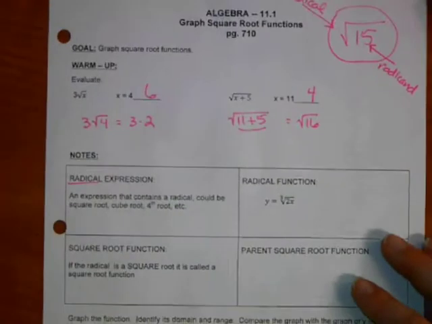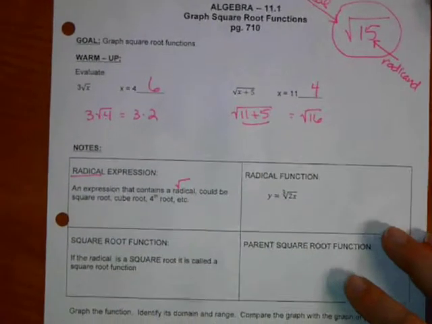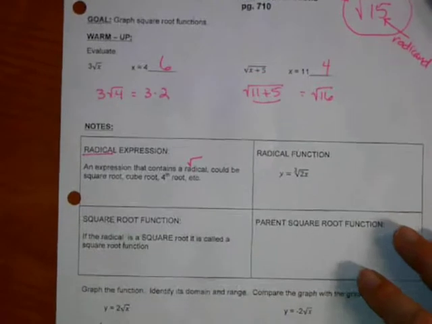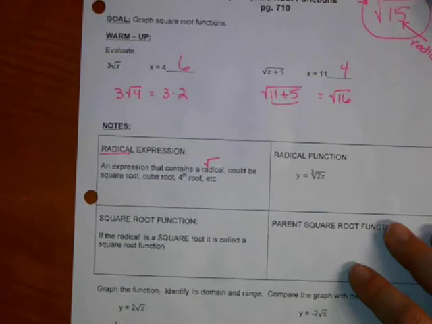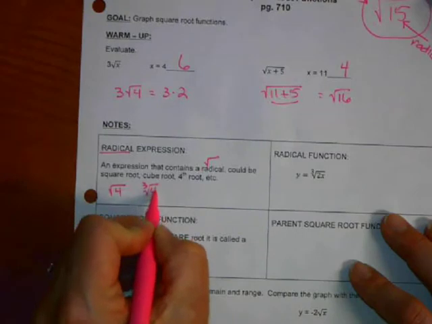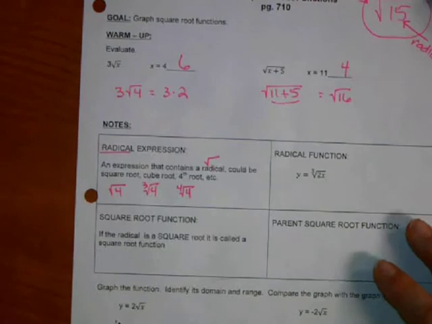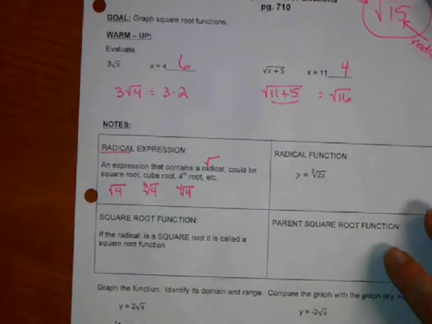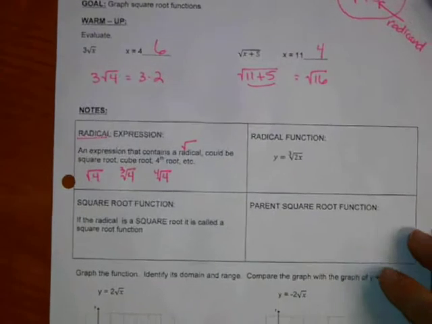So a radical expression is an expression that contains a radical. Could be a square root, a cube root, a fourth root, a fifth root, and so on. Anything that has that little thingy in there. So a square root would look like this. You could have a cube root of 4. You could have the fourth root of 4, etc. So if you see something like that, it's called a radical expression.